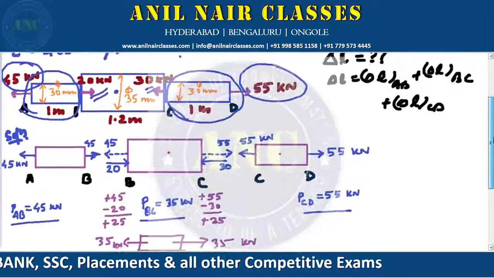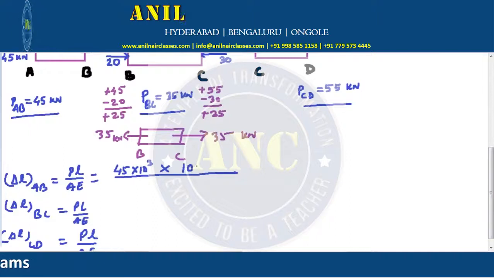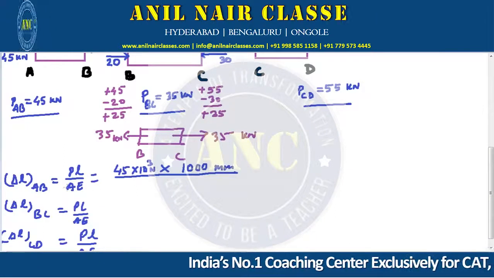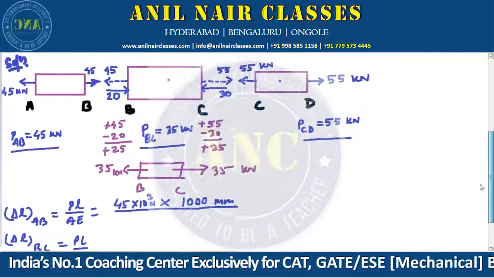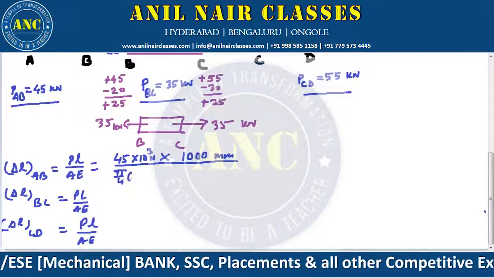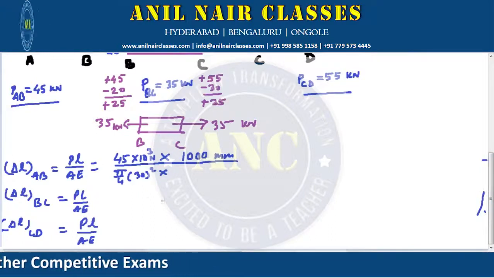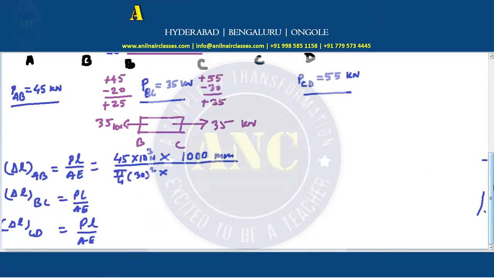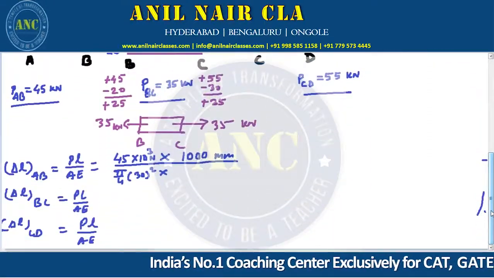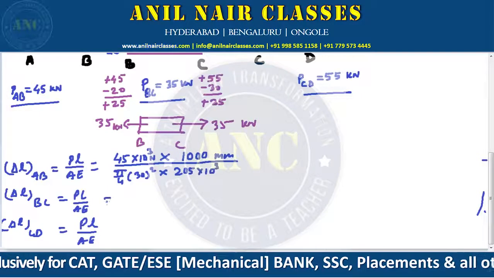Then length is 1 meter, right? So we can write it 1000 mm, right? This is in Newton. Area, what is the dia? Dia is 30 mm. So this will be pi by 4, 30 square, and E is given as 205 kilonewton mm square. So this will be 205 into 10 to the power 3. So similarly, we go for BC.